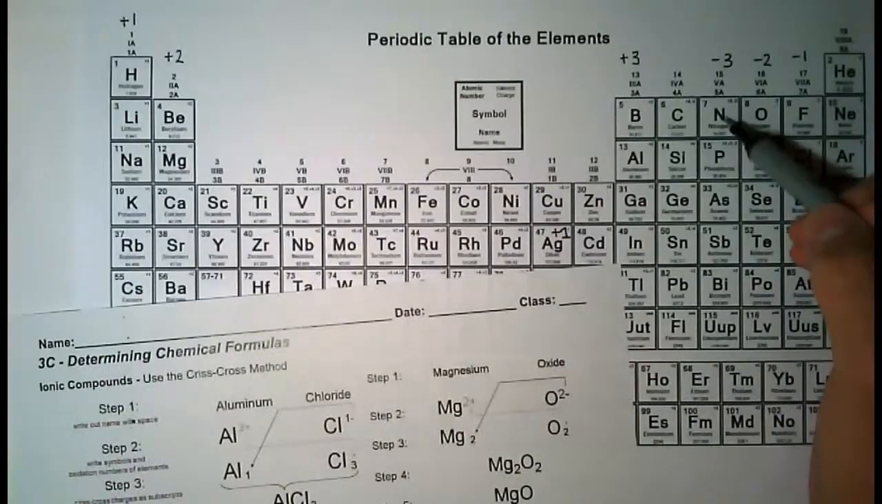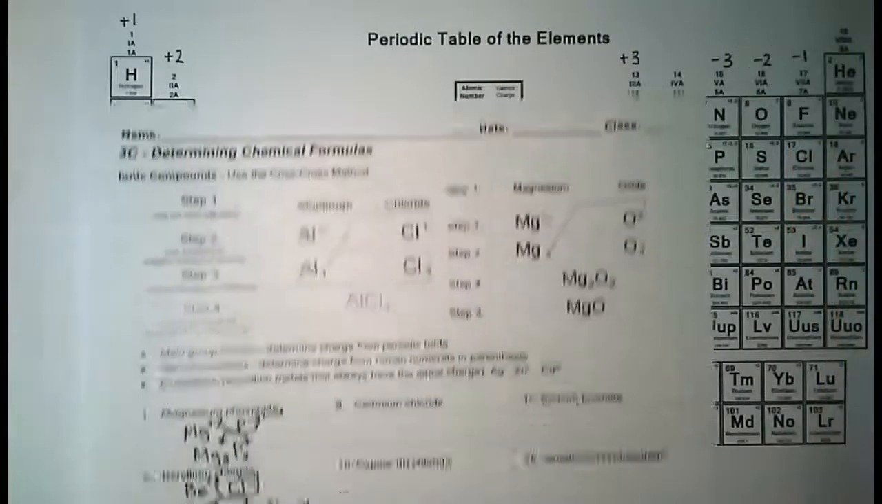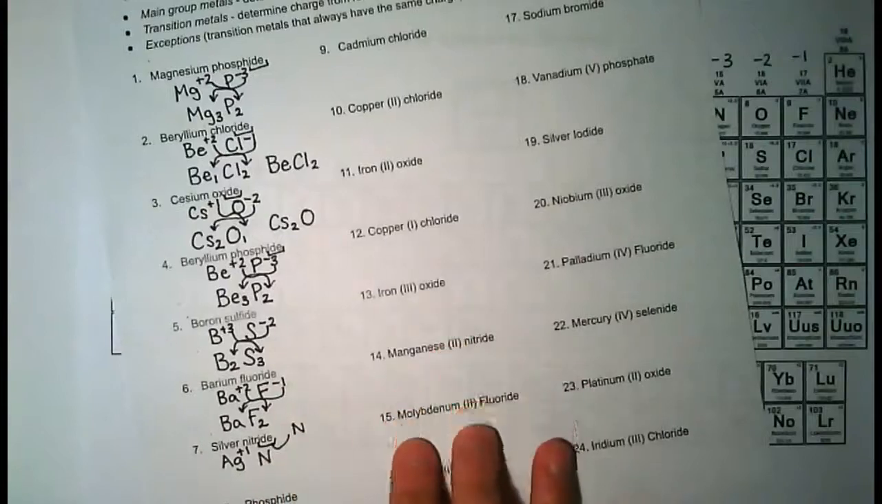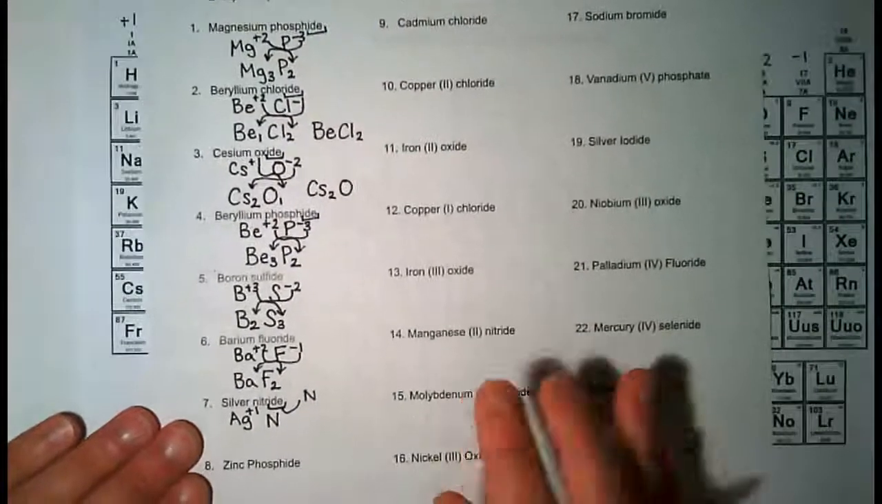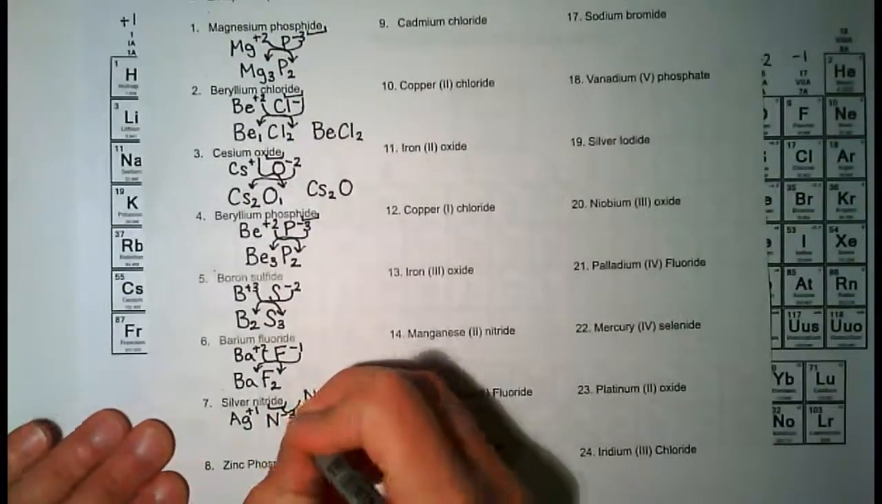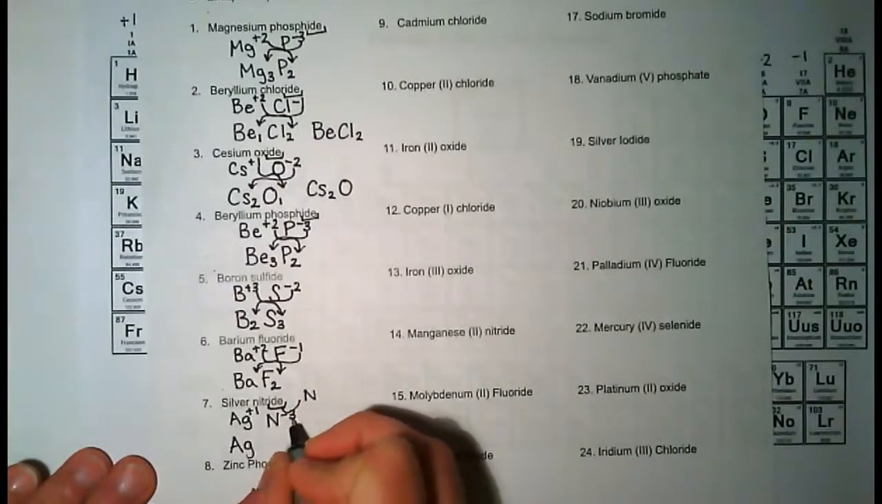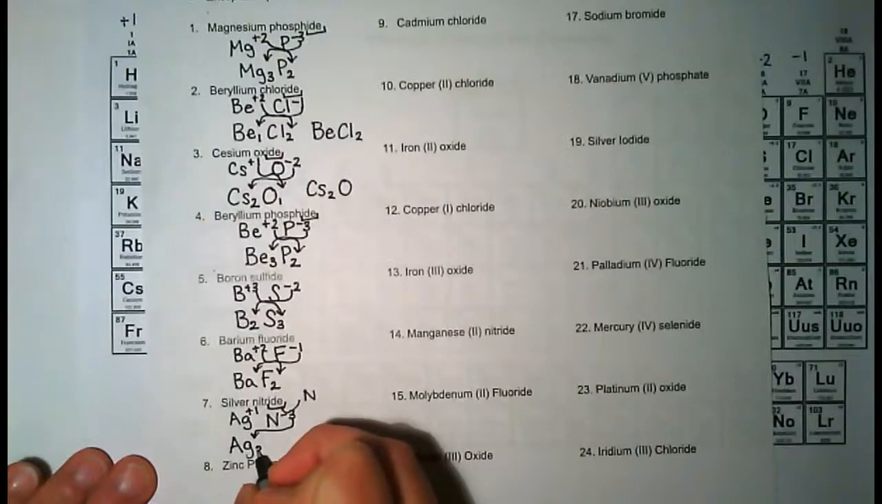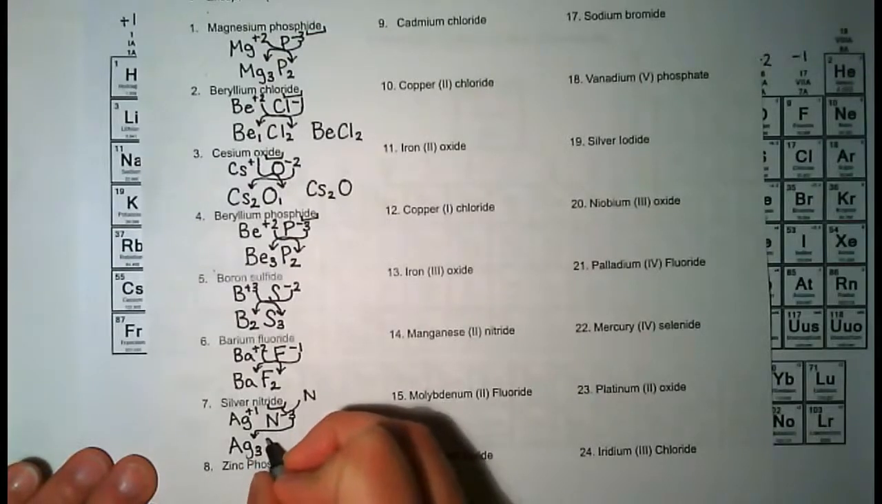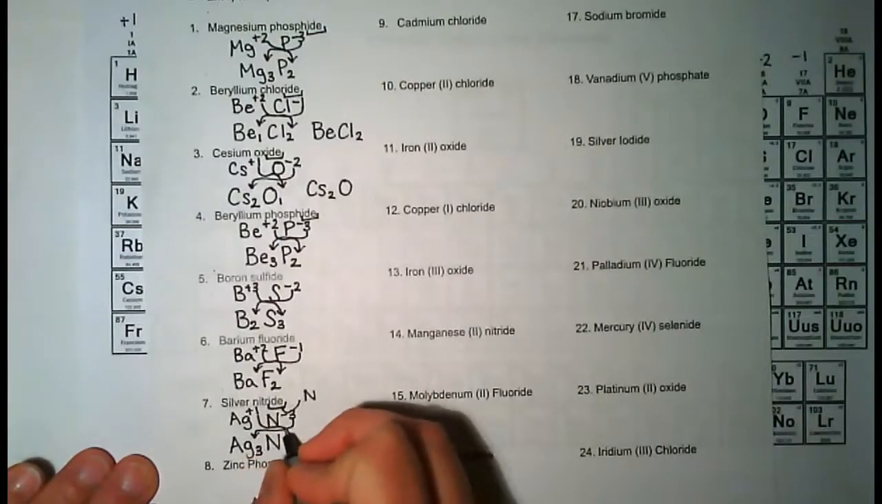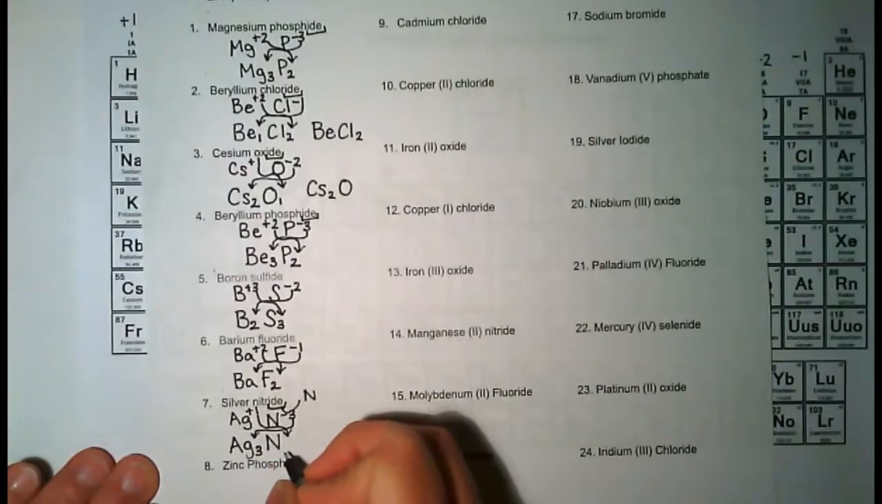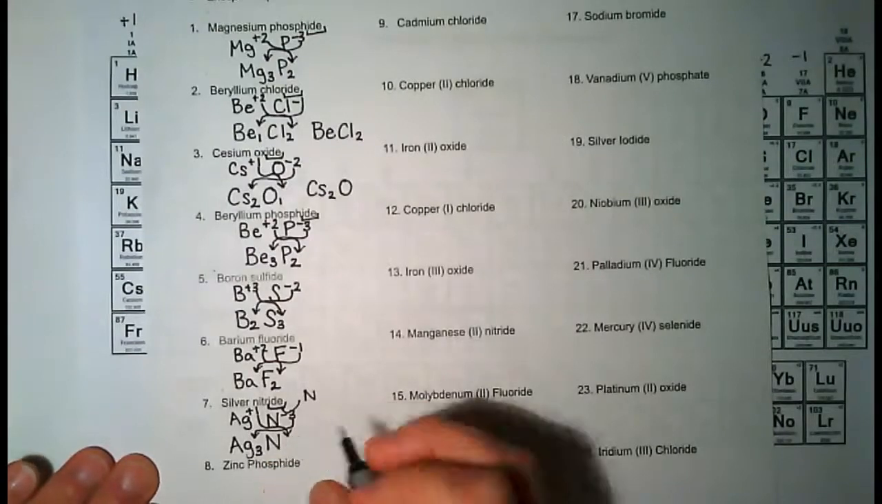Nitrogen, I can come over here and find in group 15 has a -3 charge. So nitrogen, let's straighten this out for you, has a -3 oxidation state. So when I do my crisscross, I'm going to get this 3 coming down, Ag3, and then this 1's going to come down, but I'm not going to write that 1 because I know it is implied.